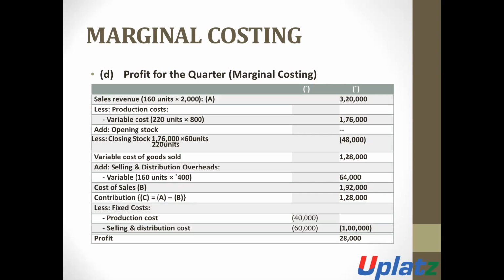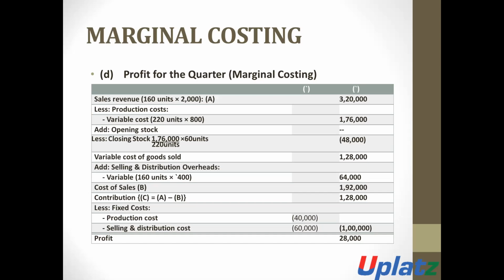Then the variable cost of goods sold is 1,28,000 rupees. Now we will add the selling and distribution overhead, all variable: 160 units into 400 rupees per unit, 64,000. And the cost of goods sold is 1,28,000 plus 64,000, which is the total cost. Cost of sale is 1,92,000. And the amount of contribution will be sale minus variable cost. Sale is 3,20,000 minus all the variable costs of 1,92,000. Then the amount of contribution is 1,28,000.